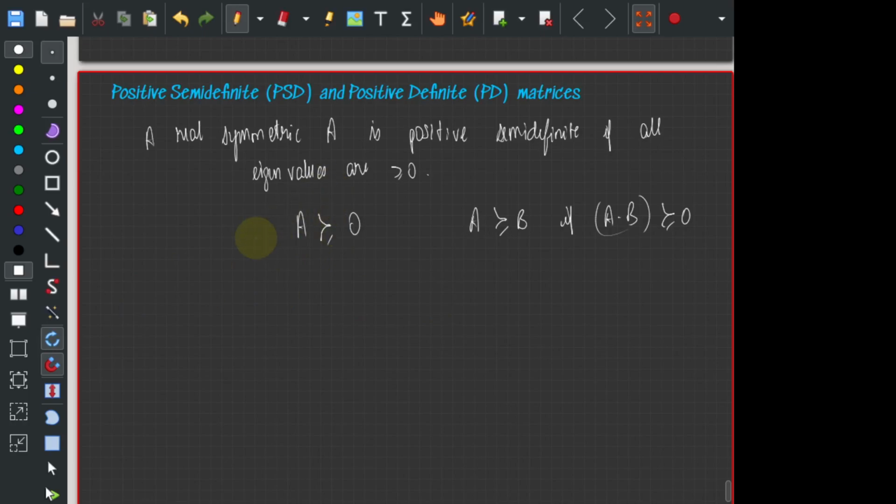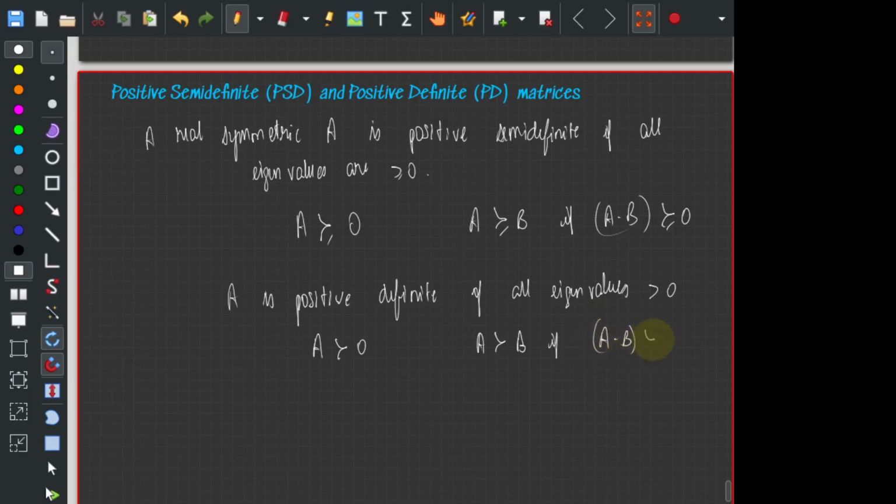Okay, so this is the class of matrices. It's positive semi-definite if all the eigenvalues are greater than or equal to 0, and similarly it's said to be positive definite if all eigenvalues are greater than 0. We'll denote this by A curly greater than 0. And again, we have this notion of A curly greater than B if A minus B is curly greater than 0. So you can see that this generalizes inequalities. If I have inequalities of functions or real numbers, I can translate that to a matrix inequality using this approach.